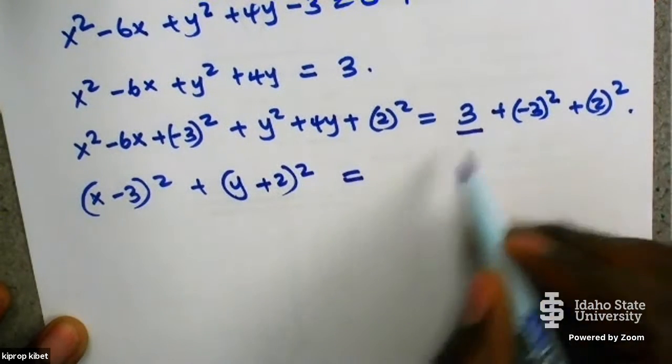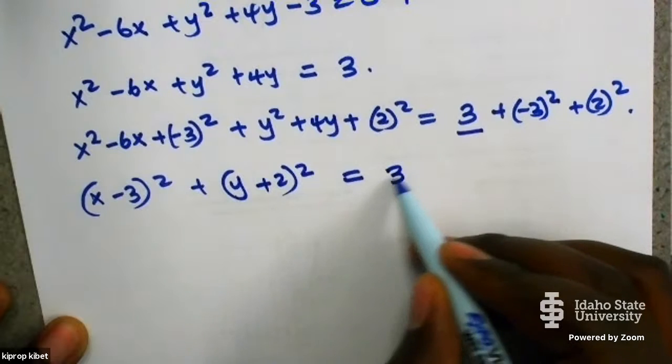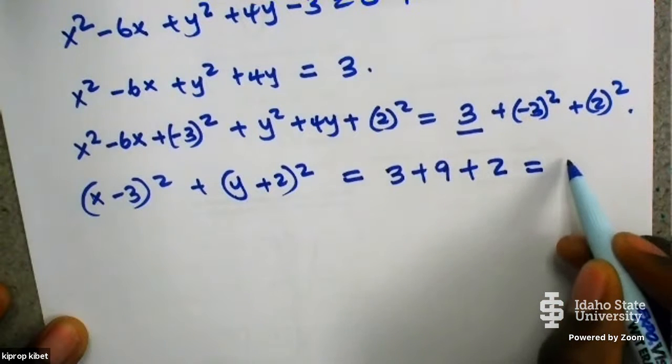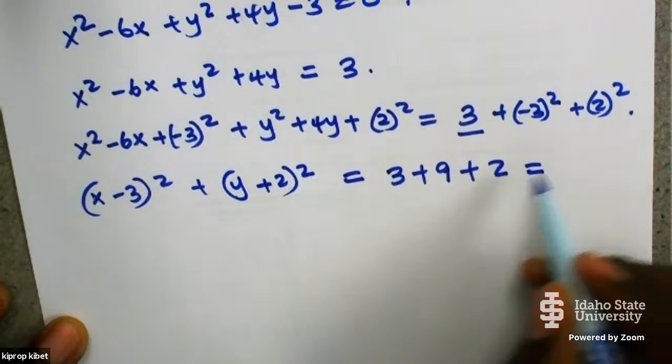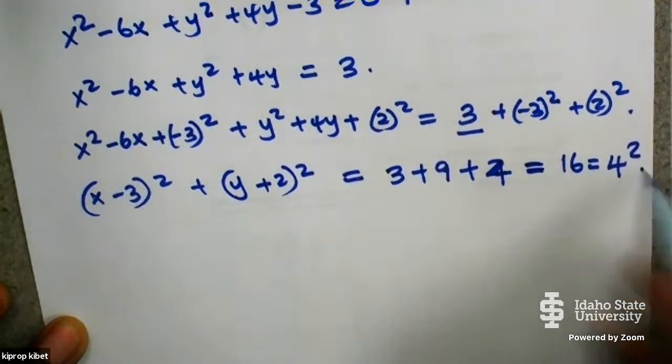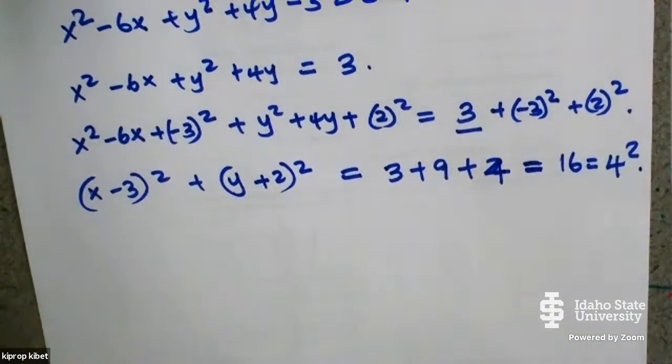to what? 4 square. Equals to 3 plus 9 plus 4, which is equals to 16, which is equals to 4 square. So that is our standard form.